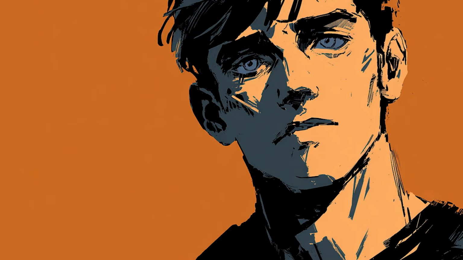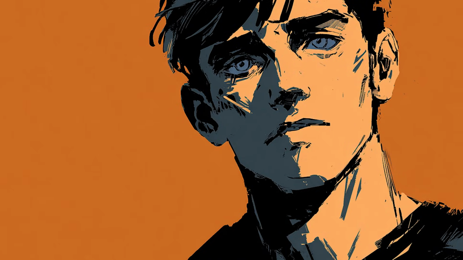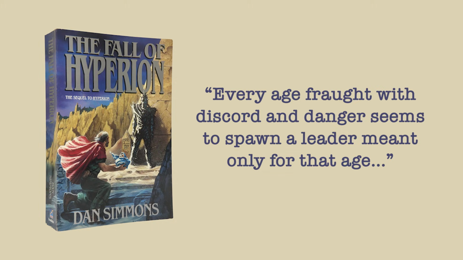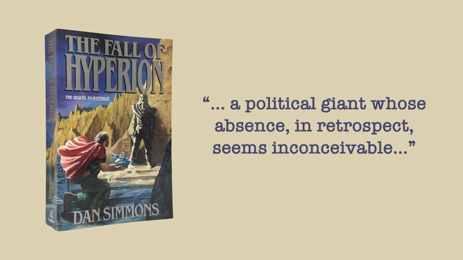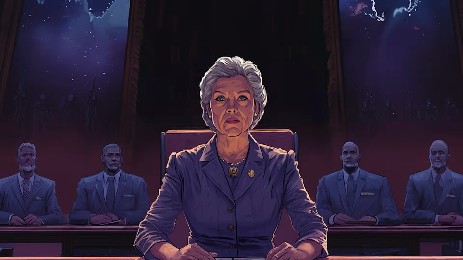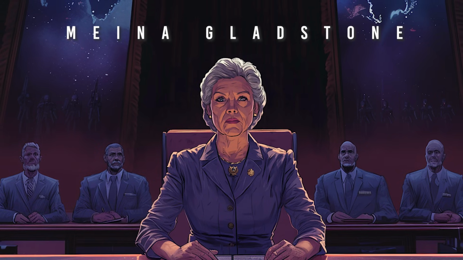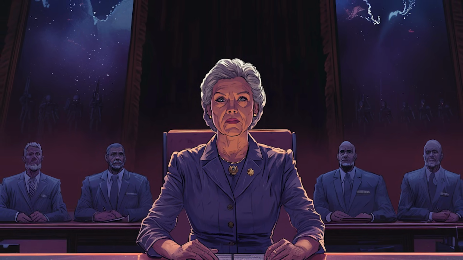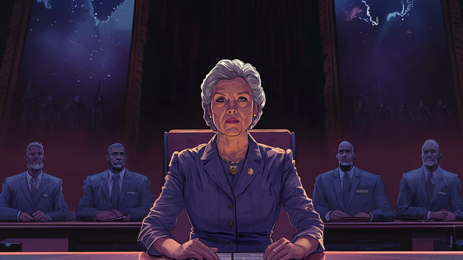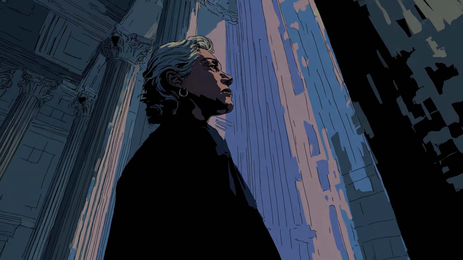Crucially, this also becomes the core's blind spot, because what Seven feels ultimately exceeds what the core can predict or control. Every age is fraught with discord, and danger seems to spawn a leader meant only for that age. A political giant whose absence, in retrospect, seems inconceivable when the history of that age is written. Gladstone exists in Hyperion mostly as a name, an abstraction of authority. In the Fall of Hyperion, she becomes something rarer in science fiction, a leader who understands the horror of her position before she acts. Gladstone represents systemic responsibility.